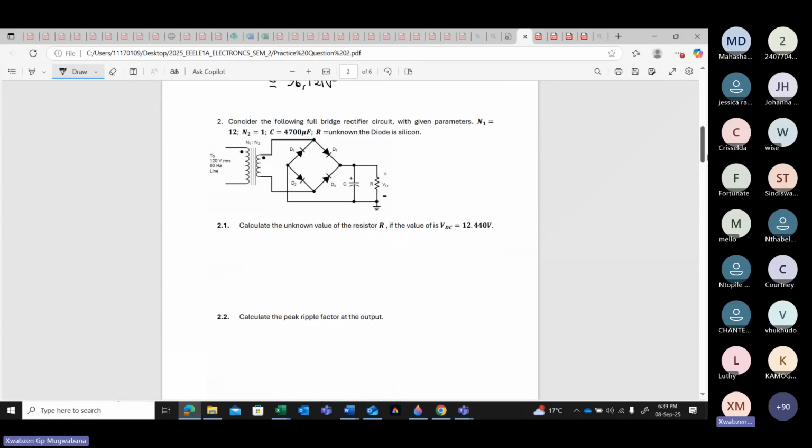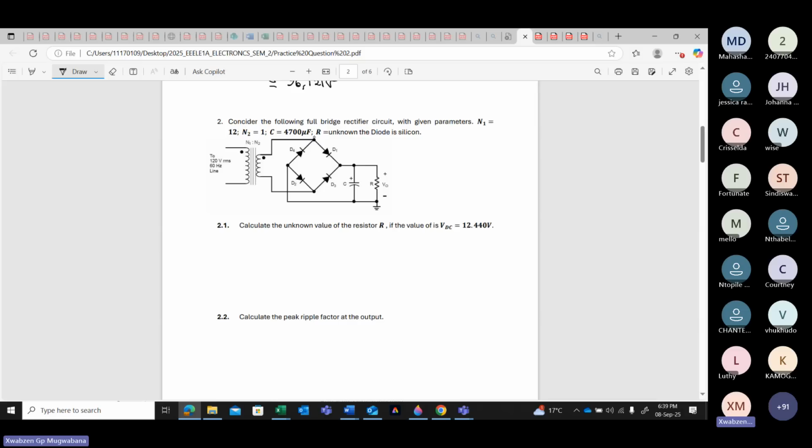Now, that is how you answer that one there. Then you will see number 2. Again, we have a circuit, which is your full bridge rectifier circuit, which is your power supply. It says, consider the following full bridge rectifier circuit with given parameters. You have your N1, which is given as 12. This N1 simply means your primary side. N2, which is 1, is your secondary side, which means the ratio is 12:1.